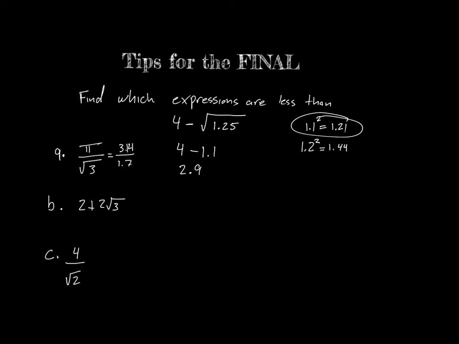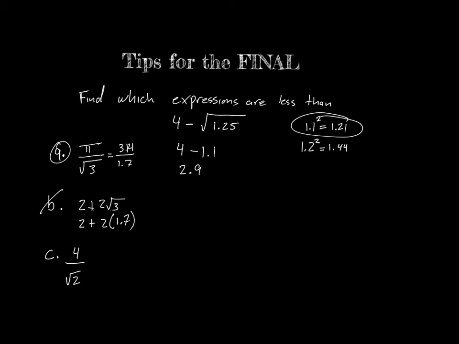So now 3.14 divided by 1.7 is going to be roughly about 1.8. So we know that that one works. Now the next one, we already know that we have 2, okay? And now it is 2 plus 2 times the square root of 3. We already said that the square root of 3 is around 1.7. So what you're going to do is 2 plus 2 times 1.7. You know that the answer for that one is going to be for sure larger than 2.9. So we're going to cross that out.